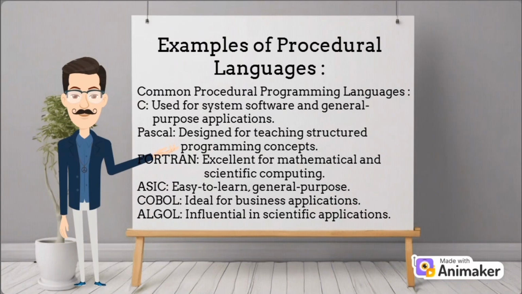Examples of procedural languages. Common procedural programming languages: C, used for system software and general-purpose applications. Pascal, designed for teaching structured programming concepts. Fortran, excellent for mathematical and scientific computing. BASIC, easy to learn, general purpose. COBOL, ideal for business applications. ALGOL, influential in scientific applications.